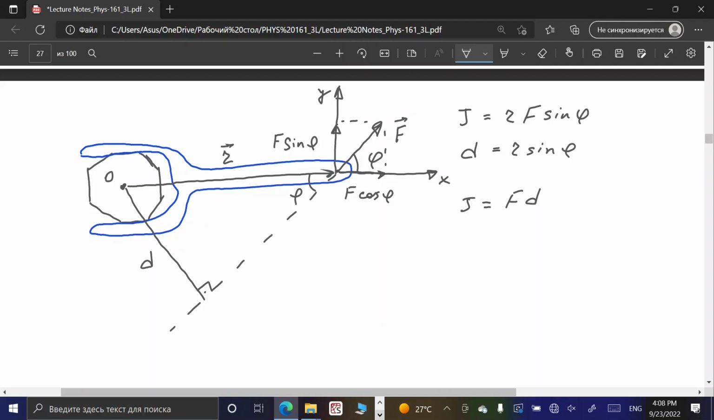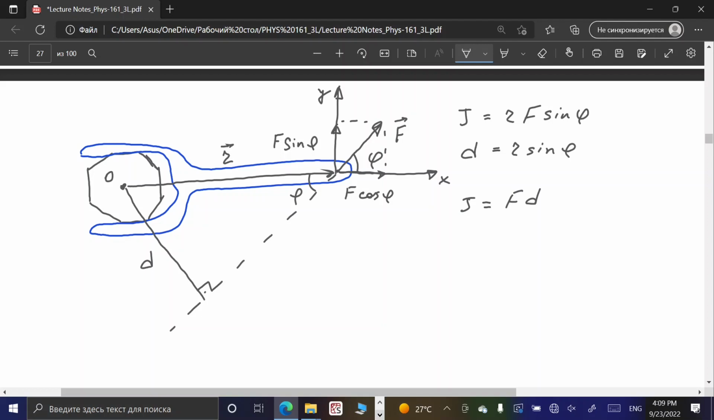Obviously, several parameters matter. First of all, the distance of the point where force is exerted, and also the orientation of the force. Since distance can be different and doesn't mean much by itself because of different orientation, we introduce this parameter d, which will be a unique parameter for a given condition, and that is called the moment arm or moment lever.